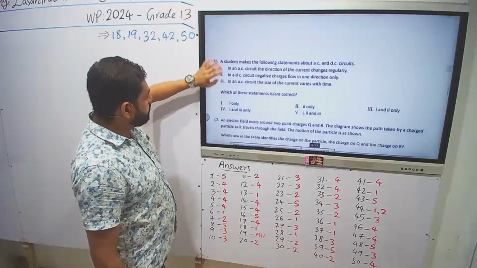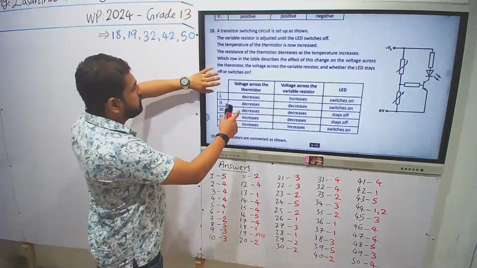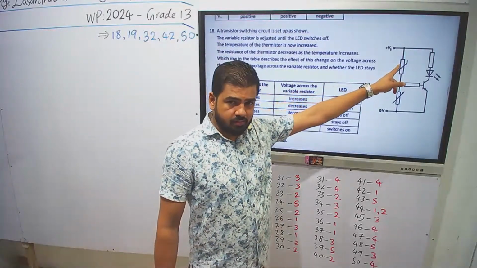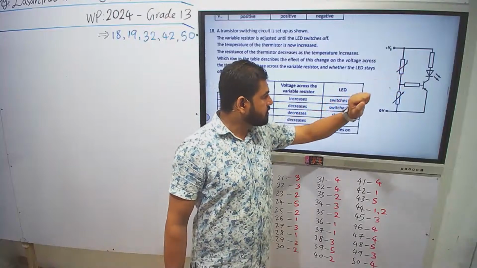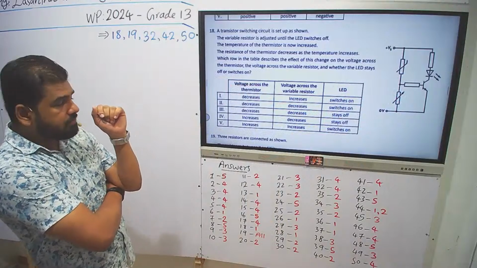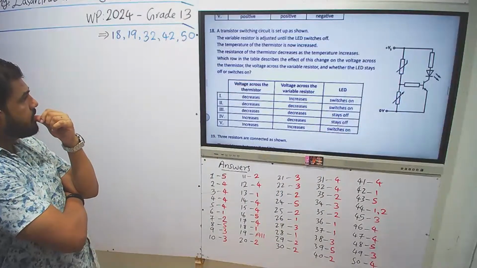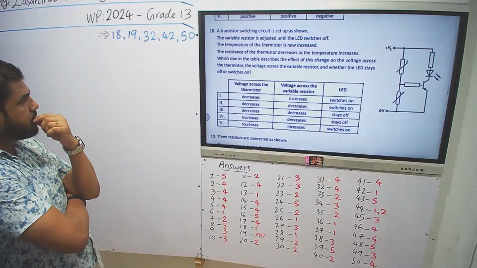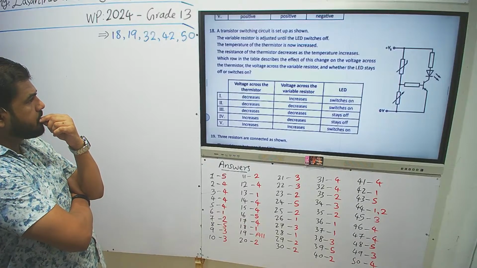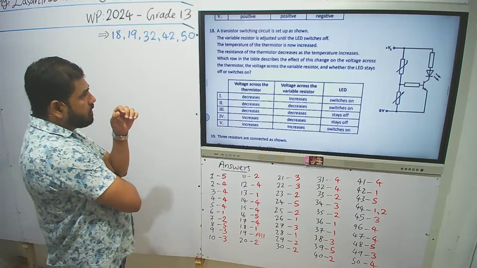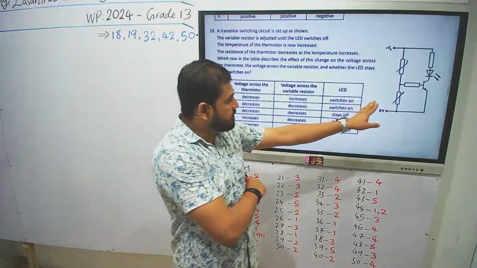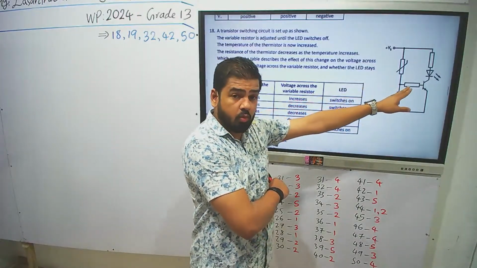First of all, question number 18. This is from Unit 9. You should be able to recognize these symbols. That is for a thermistor, and this is for a variable resistor. So read the question. It says the resistor here is adjusted such that the LED is switched off, right?